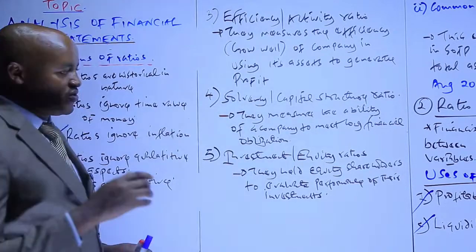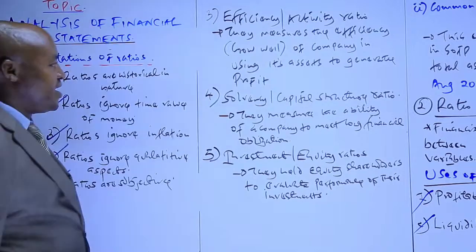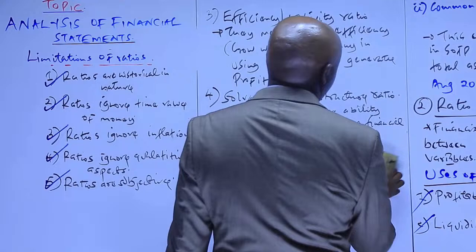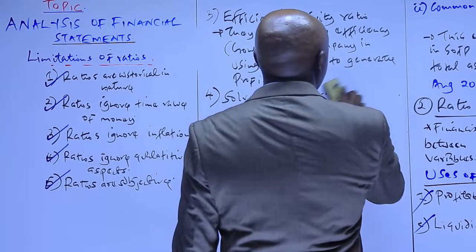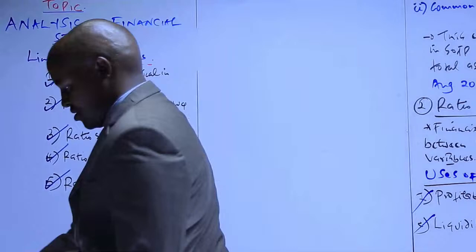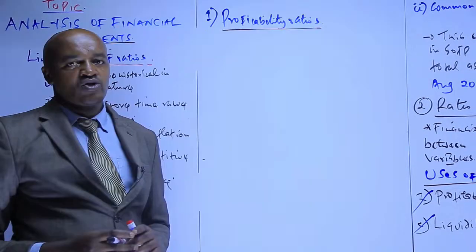So next, I want us to look at the various categories of ratios which are computed, and actually the ratios which are computed under each of the categories. So we start with the profitability ratios. So these are the categories.